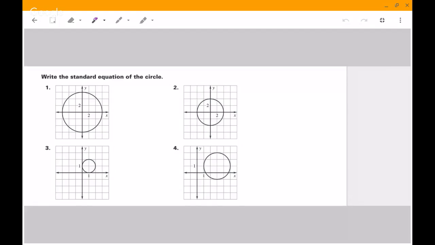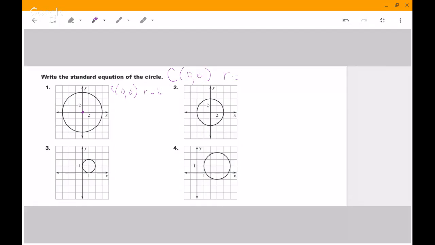Okay, so when you write the standard form, you need to know the center of the circle and you need to know the radius of the circle. So I'm going to put capital C. That's how they usually name the center, which is a set of coordinates, and then the radius. So for number 1, what's the center? 0, 0. And the radius would be how much? 6.